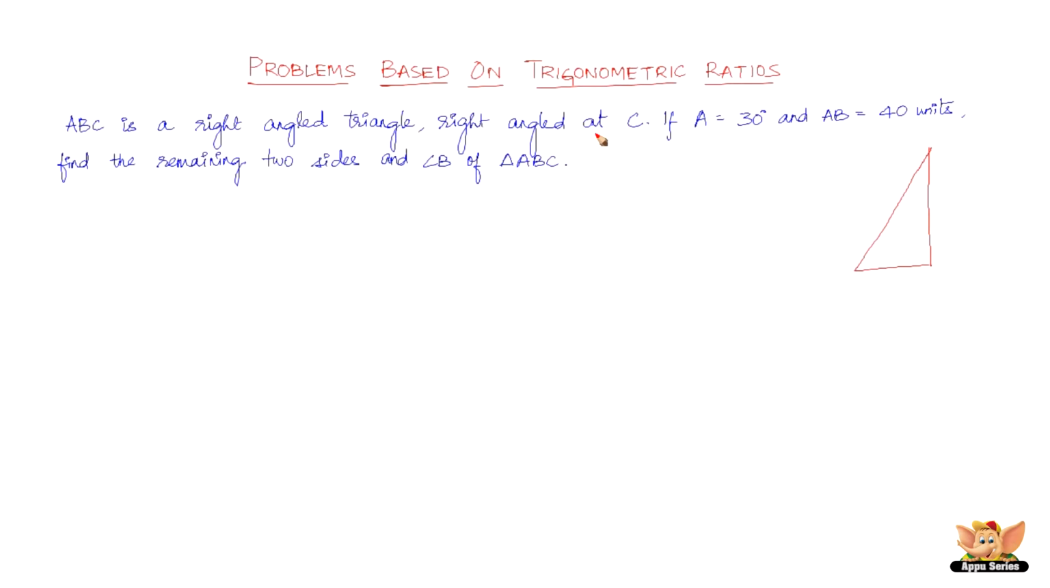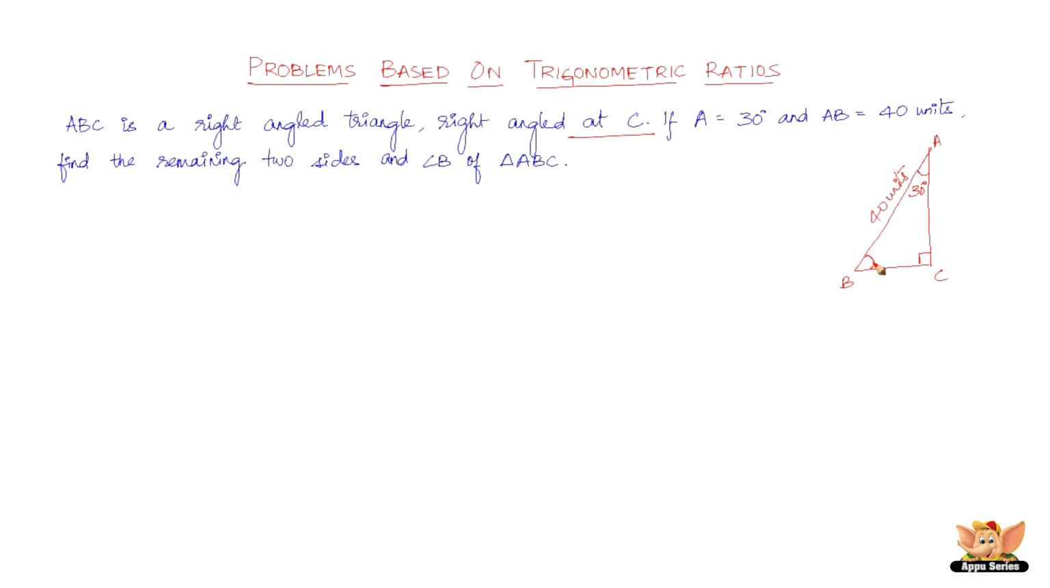Since I've clearly mentioned it is right angled at C, let's name this C, and let's name this AB, and this is going to be 40 units. And angle A is going to be 30 degrees. So this is 30 degrees. So now we got to find this angle, right? And then the remaining two sides.